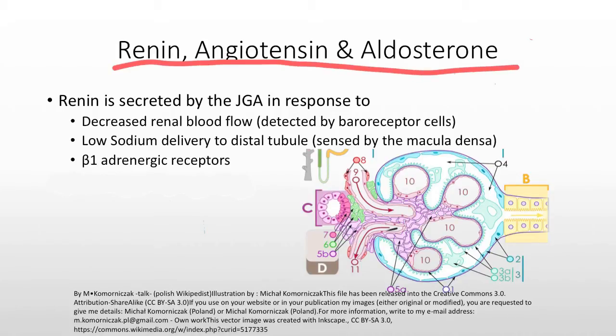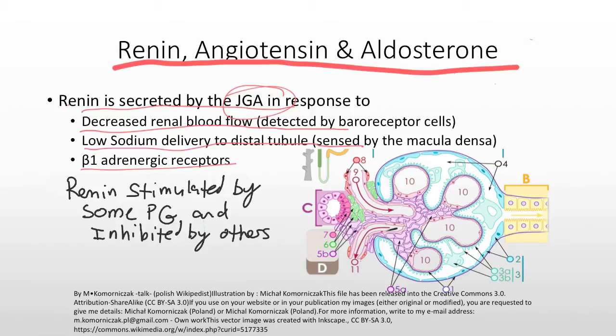renin-angiotensin-aldosterone axis, and the way that that axis behaves is, first, renin gets secreted by the juxtaglomerular apparatus, and it gets secreted in response to three things: decreased renal blood flow, low sodium delivery to the distal tubule, and beta-1 adrenergic receptors. Now, renin is also directly stimulated by some prostaglandins, and it is inhibited by other prostaglandins.